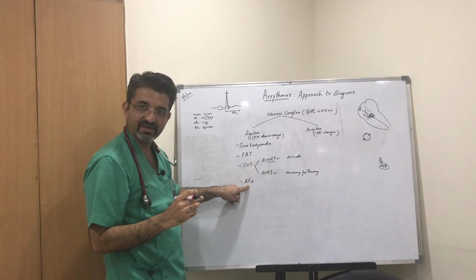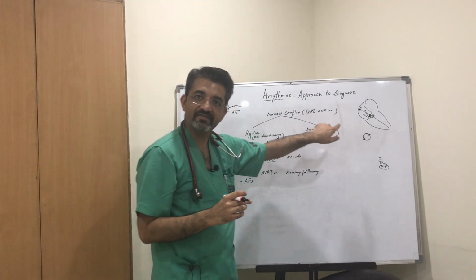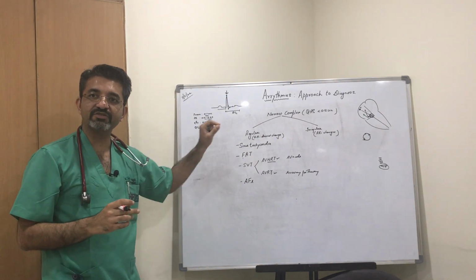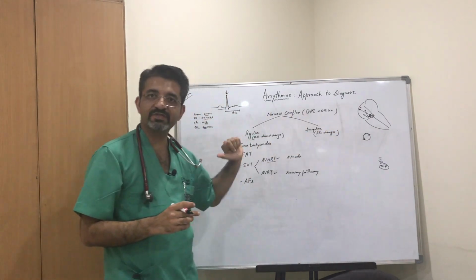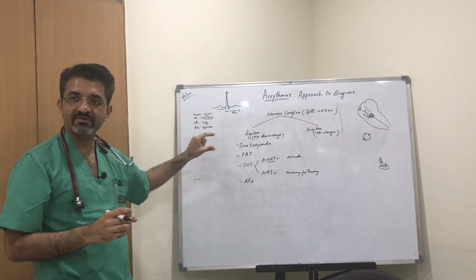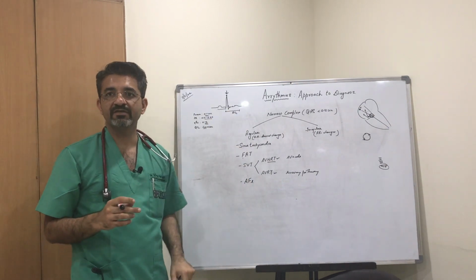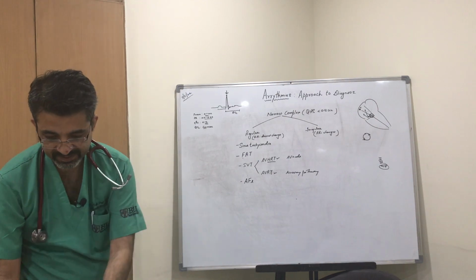Then you have atrial flutter. The current is counterclockwise, and that is the reason you have negative flutter waves in 2, 3, aVF and a positive flutter wave in V1. If the current is clockwise, the opposite happens. You have positive flutter waves in 2, 3, aVF and negative flutter waves in V1. Treatment is very simple, right?